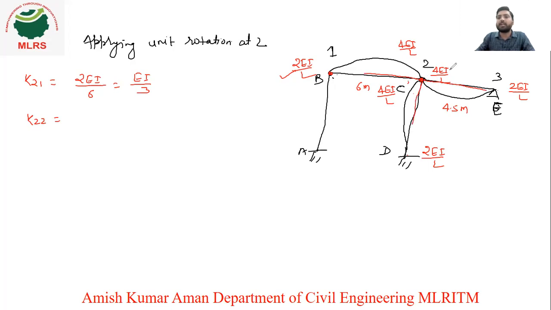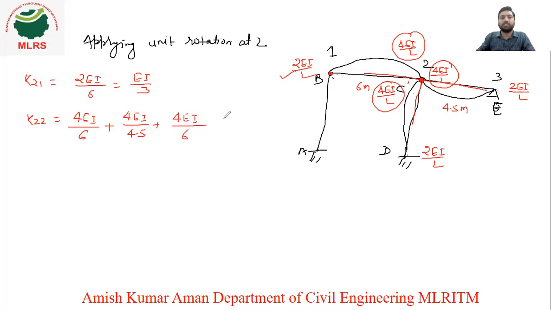Now K22. K22 means we have 3 spans, 1, 2 and 3. So all 3 spans we have the value 4 EI by L, 4 EI by L and 4 EI by L. So we need to add these 3. So 4 EI by L for this CB, L is 6, plus 4 EI by L for CE, it is 4.5, so 4 EI by 4.5, plus 4 EI by L for this CD, it is L again 6. So if you calculate it, you will get 20 EI by 9.